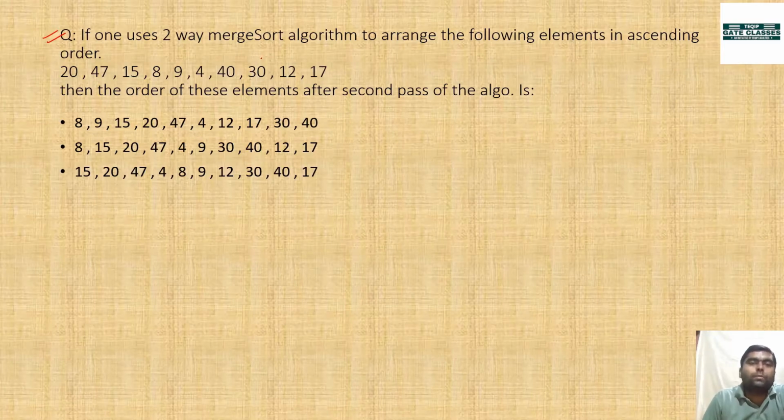So what is two-way merge sort? Means at a time how many elements will we sort? We will sort two elements. Okay, that is two-way. In three-way merge sort, at a time we will sort three elements. So then the order of these elements after second pass of the algorithm.